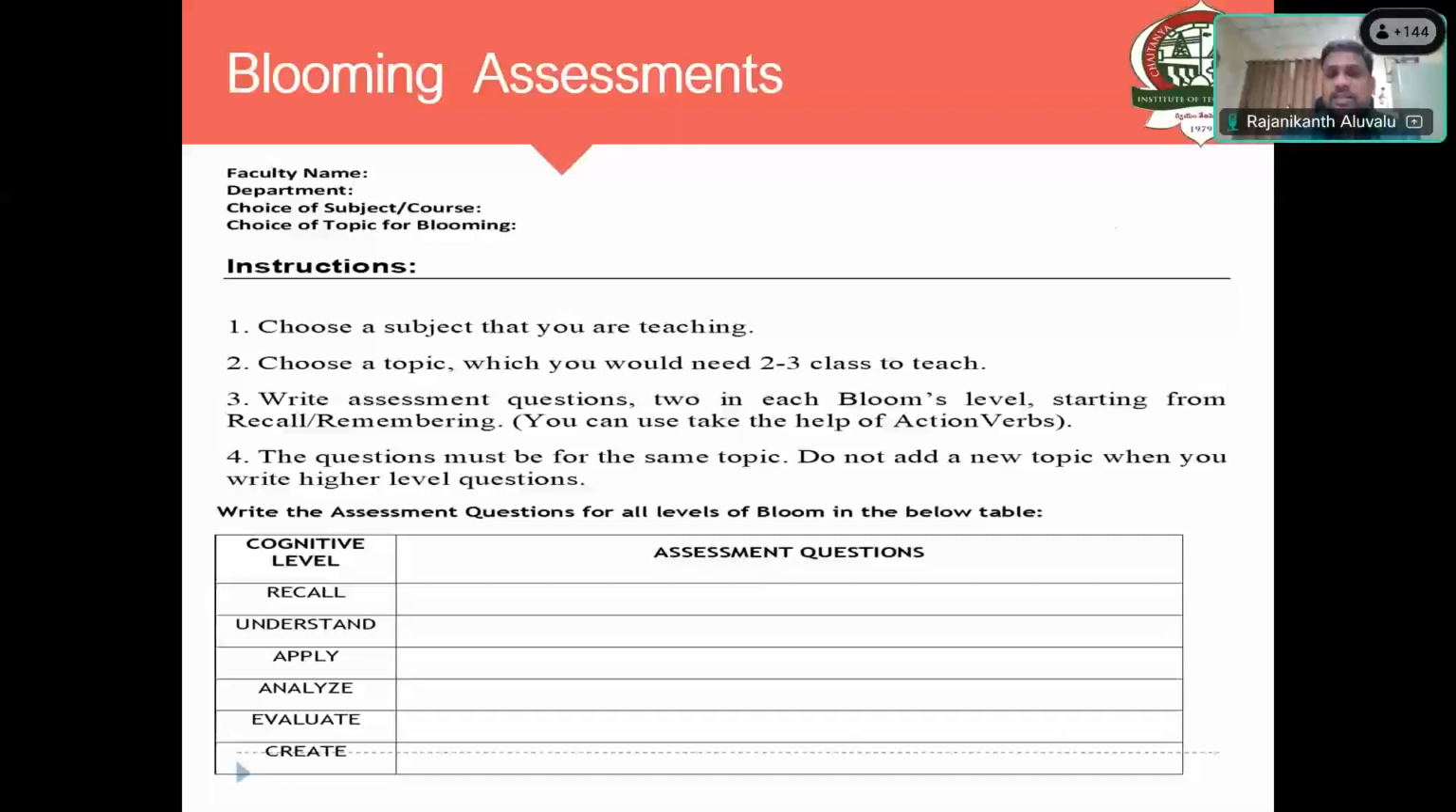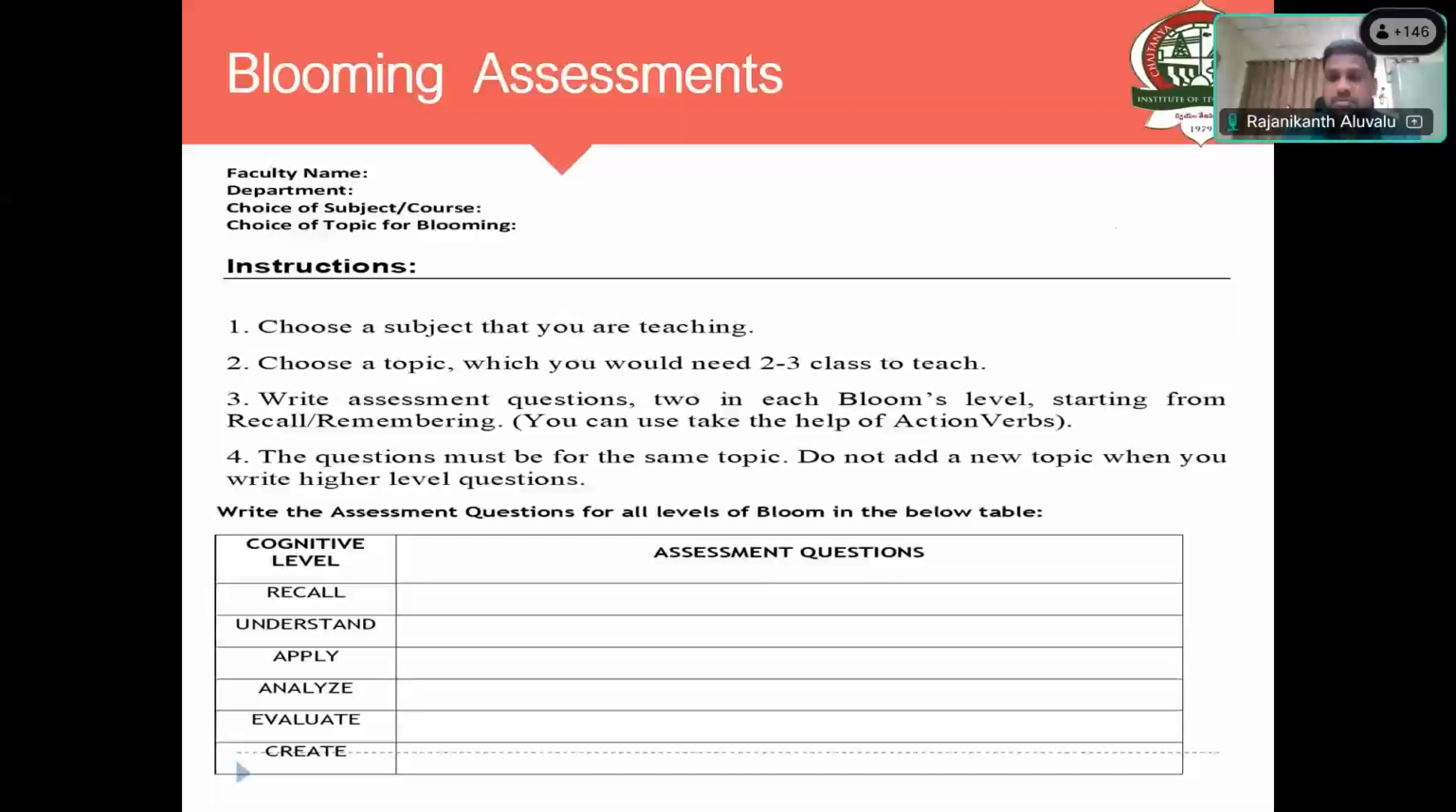Then ask them to write assessment questions. How many? Two for each Bloom's level, starting from remember. So from the same topic, ask them to write 2 questions for recall or remember, 2 questions for understanding, 2 questions at apply, 2 questions at analyze, 2 questions at evaluate, and 2 questions at create.